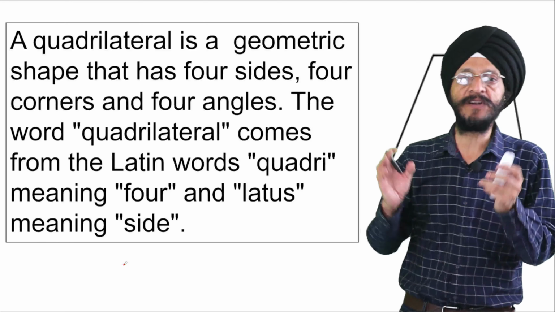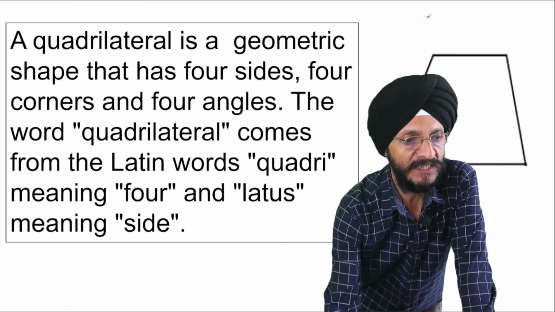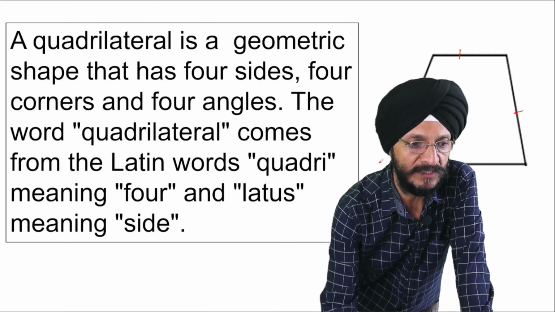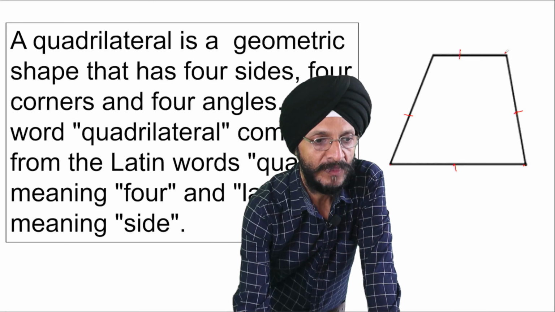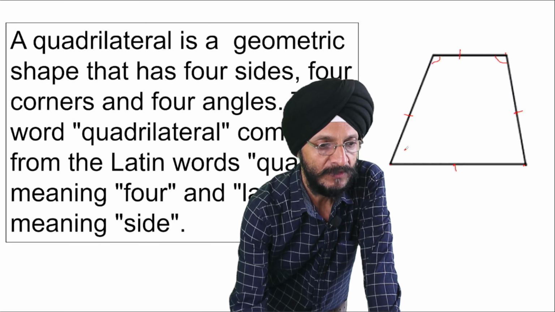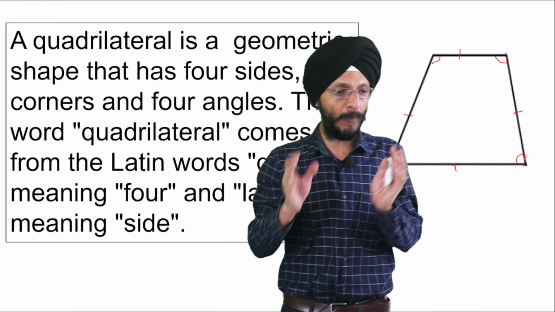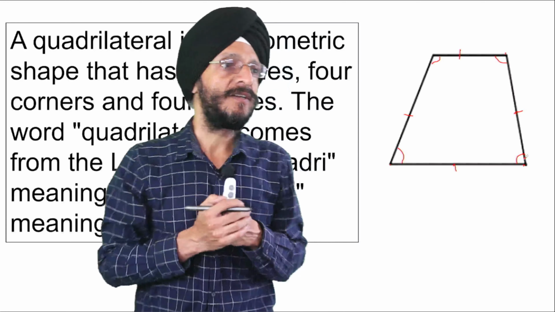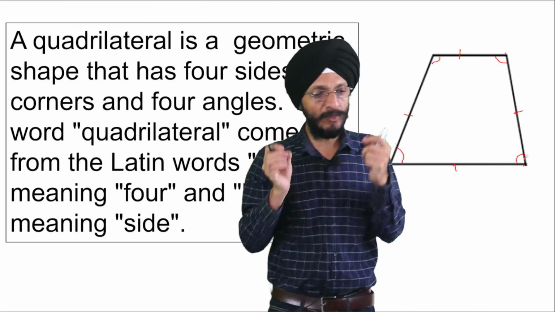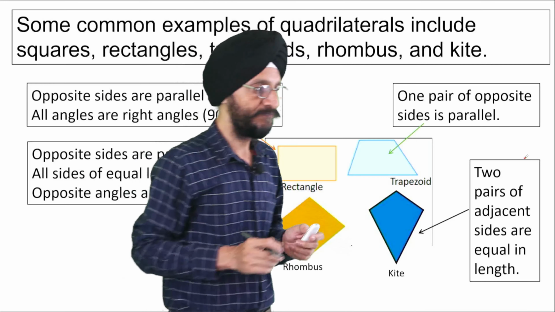Now we will understand what is a quadrilateral. A quadrilateral is a geometric shape which has four sides. These are the four sides, and it has four corners. These are the four corners, and a quadrilateral has four angles. These are the four angles. The word quadrilateral comes from the Latin words quadri, which means four, and latus, which means side. So quadrilateral means four sides.